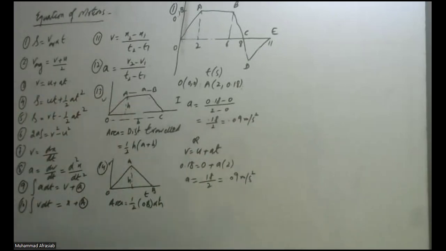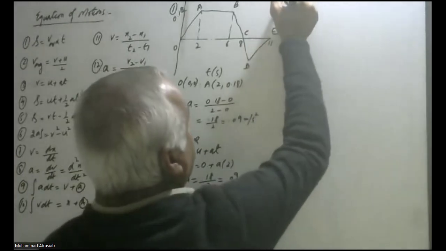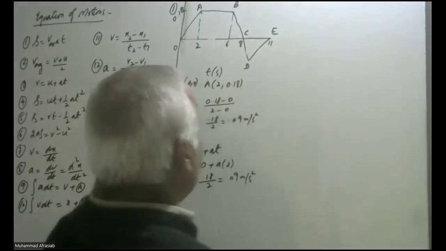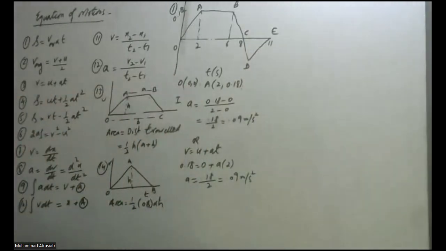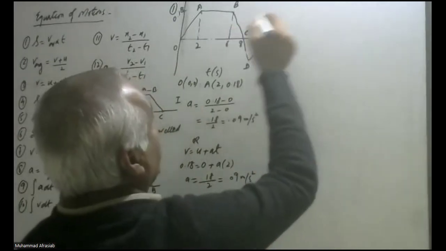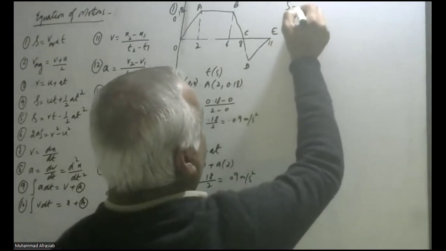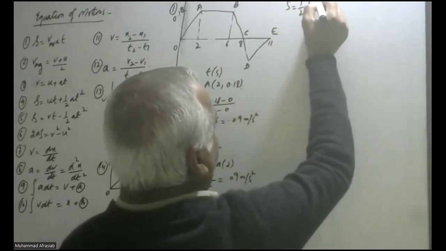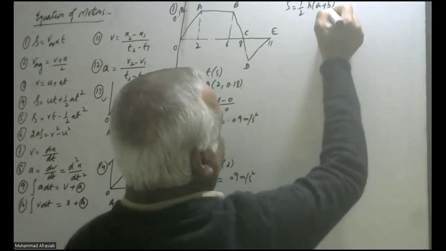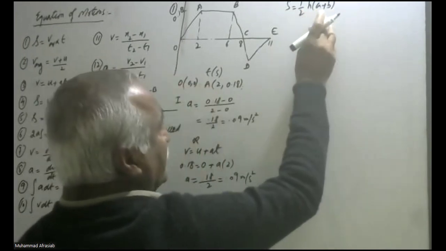Then in the second part, they are asking for the total distance traveled while moving forward. We know from this graph that it is moving up to position C in the forward direction. So the area under this is the total distance traveled there. So distance is equal to half into h into the sum of parallel sides. This is the area of the trapezium.